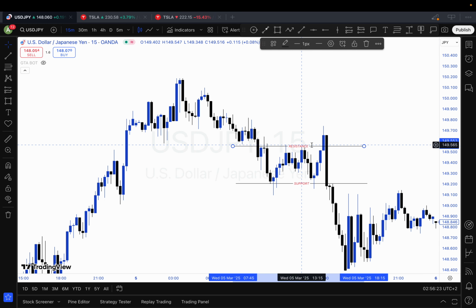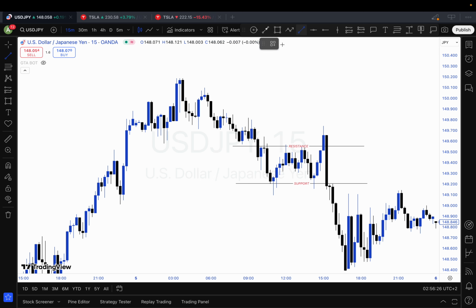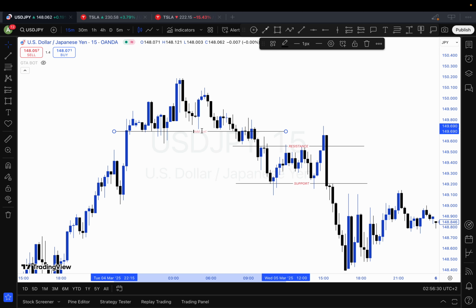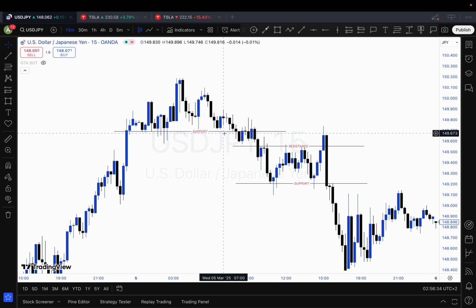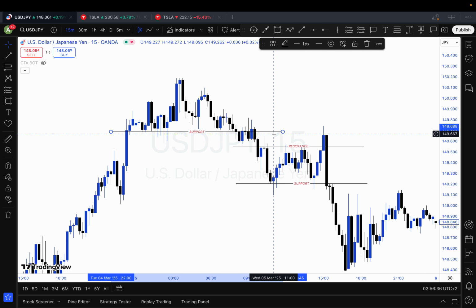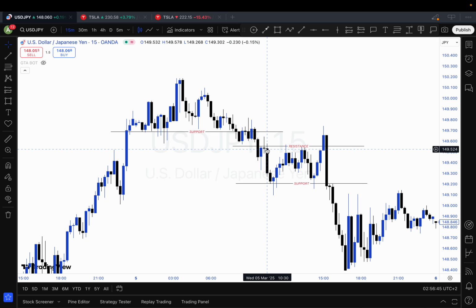Okay. And then previously we can see that we had a support being broken, right? So we have the support being broken to the downside. After that we have even the head and shoulder again here: left shoulder, head, and then the right shoulder, and then we broke to the downside. Then here we have the resistance created, support created, resistance confirmed, support confirmed.